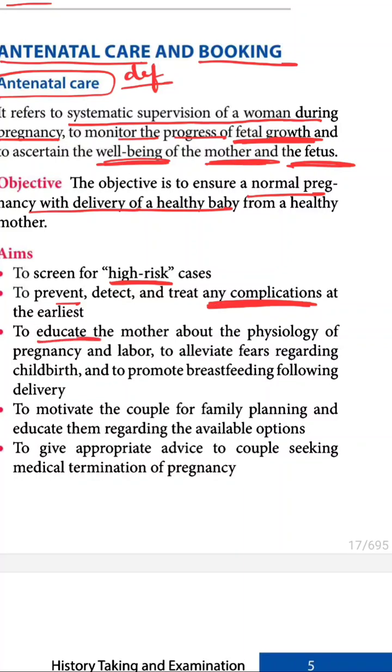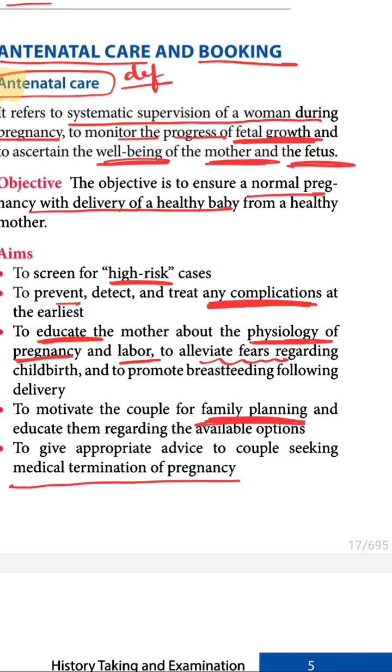Then to educate the mother about the physiology of pregnancy and labor, to alleviate any kind of fears regarding childbirth and to promote breastfeeding following delivery. To motivate the couple for family planning, very important, and to educate them regarding the available options. To give appropriate advice to couple seeking medical termination of pregnancy. So these are the aims of antenatal care.